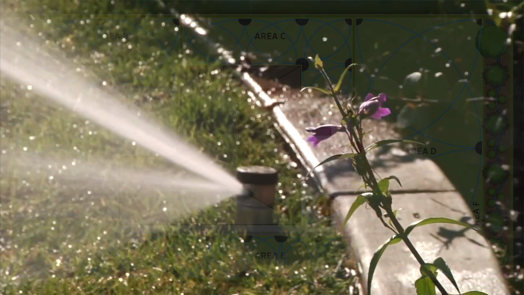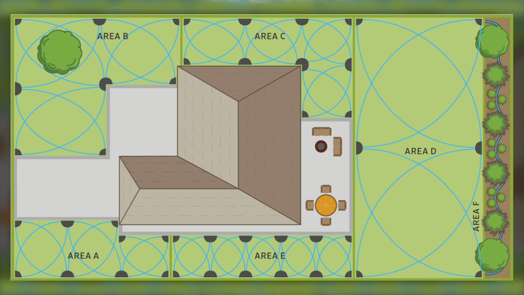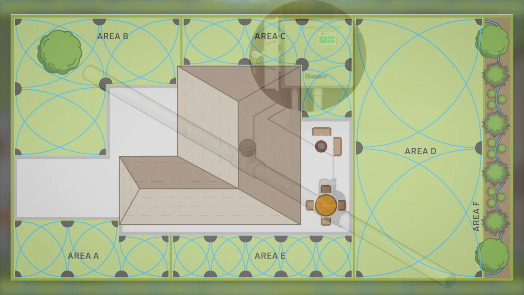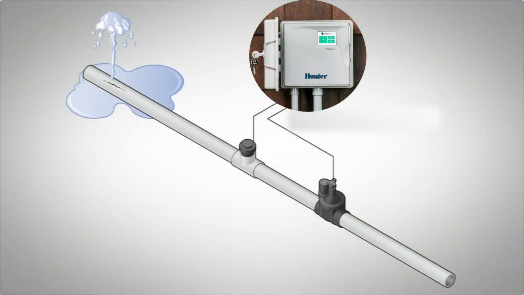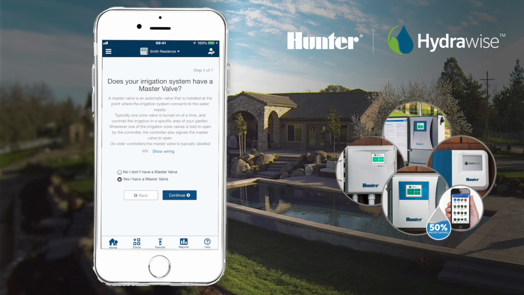Whenever the controller tells an irrigation zone valve to open, the controller also signals the master valve to open. This is a beneficial component of the system if a zone valve fails, as it will shut down after the last zone runs. This same feature is used if a pump start relay is installed on the system.